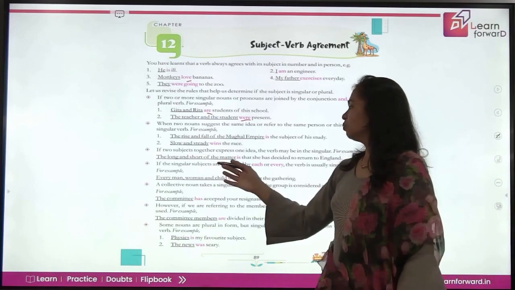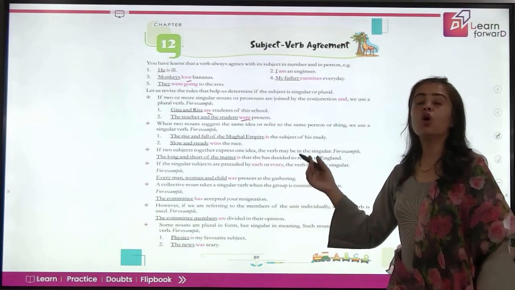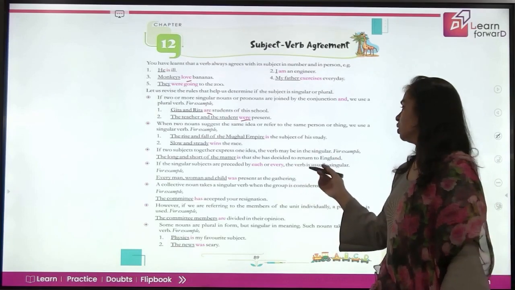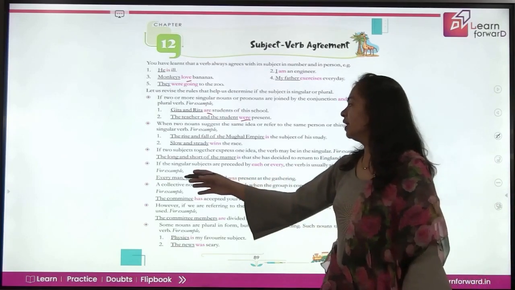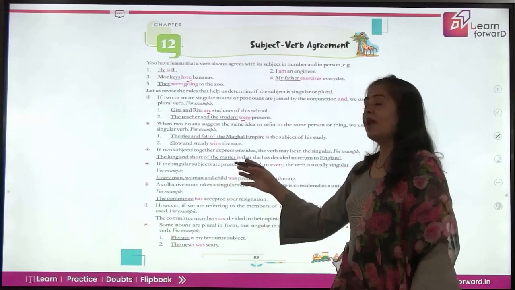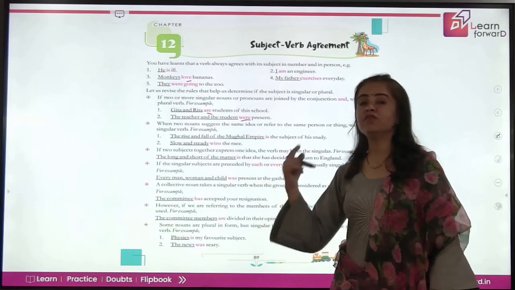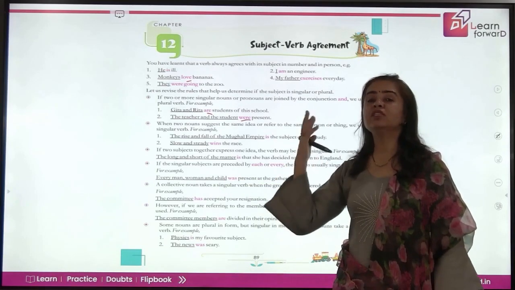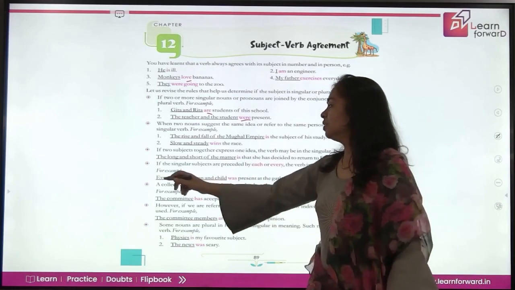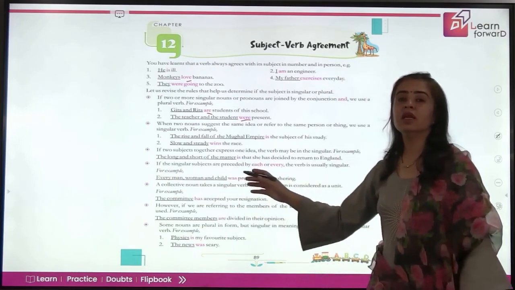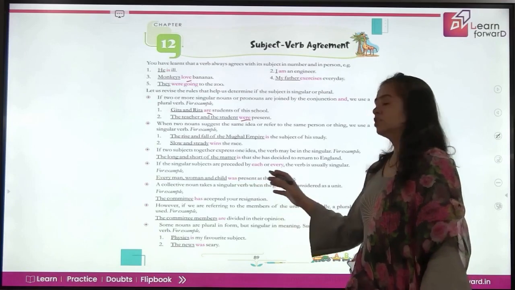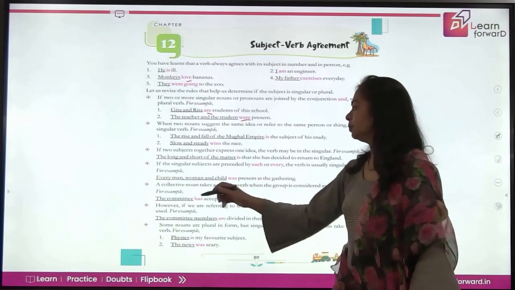If singular subjects are preceded by each or every, that is also giving you a singular idea, like every man, woman and child. See, individually if we see, we are talking about man, woman, child, but it is preceded by every, so we will be using here singular verb here, was present at the gathering.